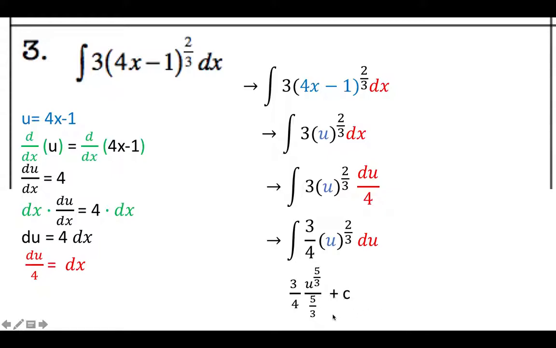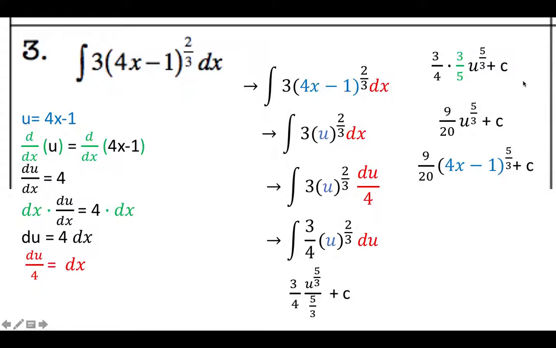Alright, now what I'm going to do is basically simplify any fractions. My pre-calculus rule: when you're dividing by a fraction, you have to remember to flip and multiply. So this 5/3, I'm going to flip it and then multiply. 3 times 3 is 9, 4 times 5 is 20. Awesome. Now our last step is to plug in our u, which was 4x minus 1. So this u right here is going to become parentheses 4x minus 1, and you are done. This is the integral for this function.